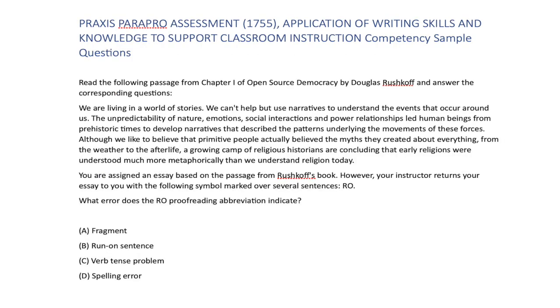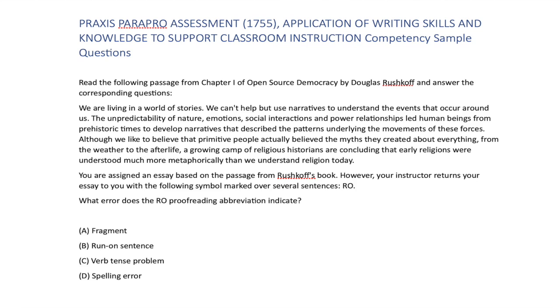Read the following passage from Chapter 1 of Open Source Democracy by Douglas Rushkoff and answer the corresponding questions. Take a moment to read the passage. You are assigned an essay based on the passage from Rushkoff's book. However, your instructor returns your essay to you with the following symbol marked over several sentences, RO. What error does the RO proofreading abbreviation indicate? Would it be A, fragment, B, run-on sentence, C, verb tense problem, or D, spelling error?